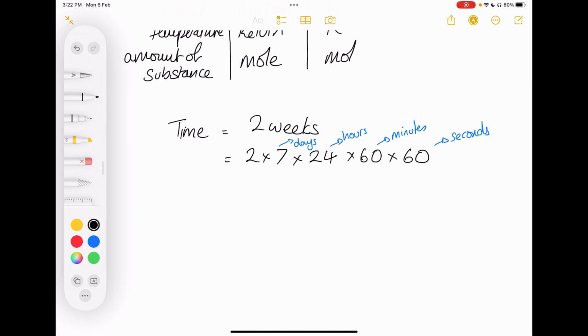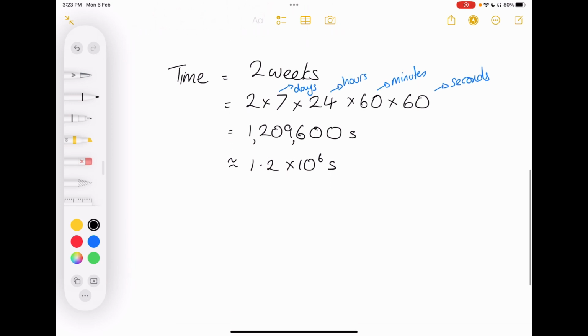And if we put this into our calculator, you end up getting 1209600 seconds. Now, you can see I've had to put commas there to try and work out what the number is. So here we can start using prefixes and we can round. So it's approximately equal to 1.2 times 10 to the power of 6 seconds. If you remember back at the prefixes, times 10 to the 6 is the same as mega, and so I get 1.2 megaseconds. Okay, so that's how we can use prefixes there.